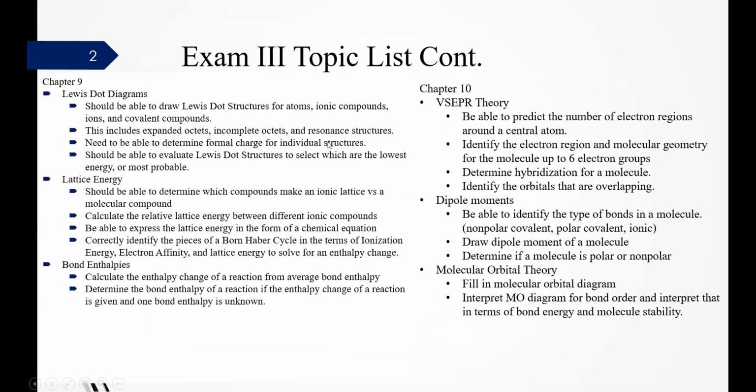Chapter 9 and 10 are really about our Lewis theory and our VSEPR theory. So very similar to what your labs have been like. And so we want to make sure that we know how to draw out your Lewis structures, be able to answer questions about them. And your Lewis structures can be some of those expanded octets, incomplete octets. We might have resonance structures. And so we do need to be able to answer those things.